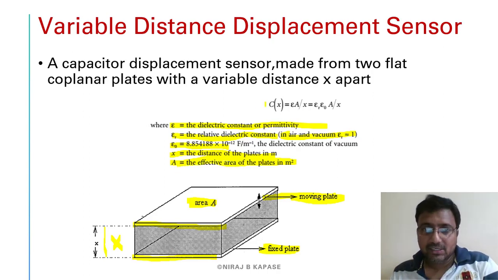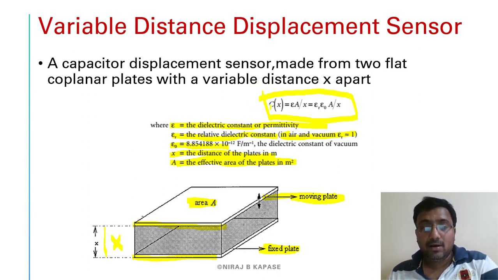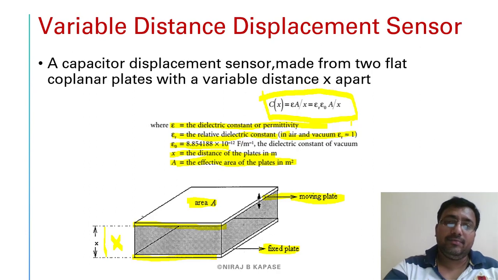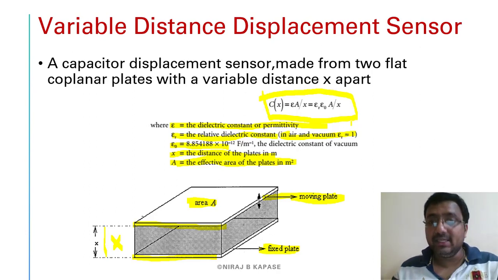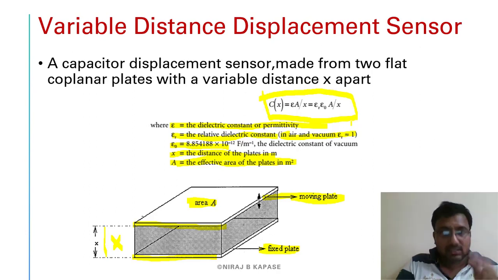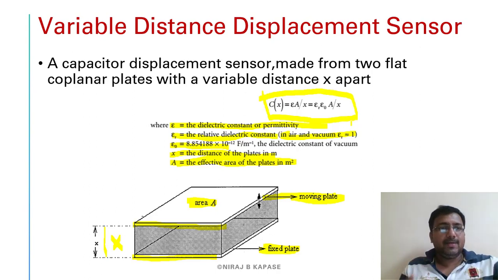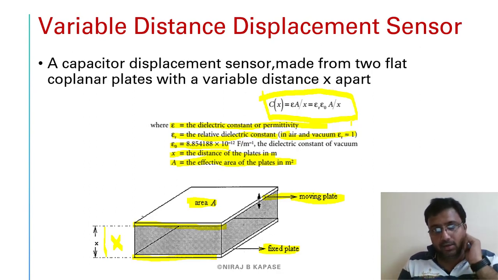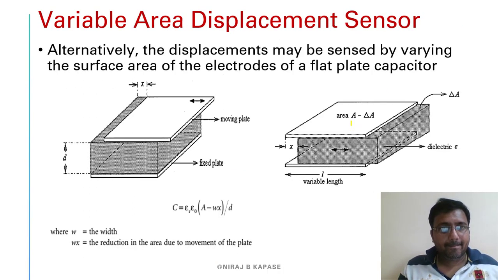By this equation we are going to measure the capacitance, and we can relate this capacitance with the distance, and we are going to measure the displacement. So this is the way we are going to measure the distance using the capacitive type of displacement sensors. All right, so we'll move forward.